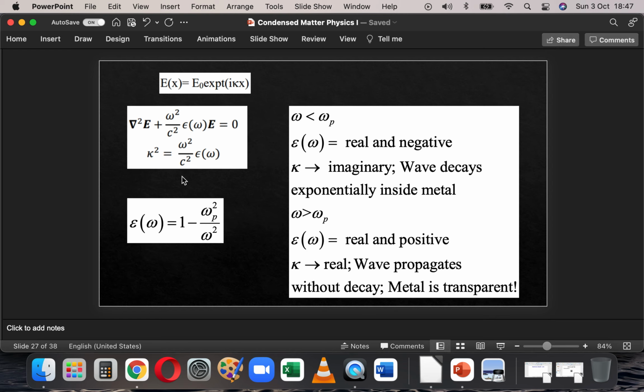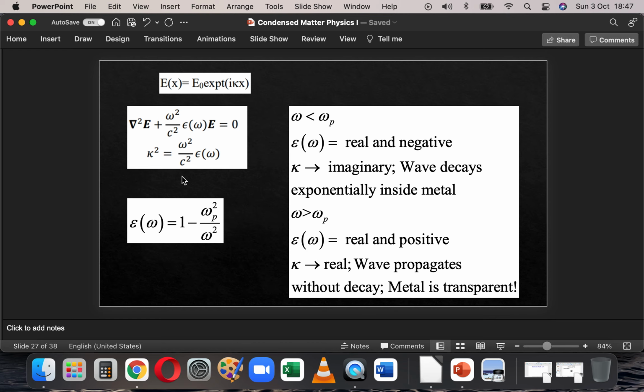So for any frequency which is less than the plasma frequency, very little of the wave will go inside the metal, much of it will get reflected out. That's why metals are considered shiny for all frequencies less than the plasma frequency. But if you apply a frequency greater than the plasma frequency, then epsilon of omega will be real and positive. So as I increase the frequency from omega less than omega p to omega greater than omega p, the dielectric constant goes from negative to positive. So there is a zero of the dielectric constant at omega equal to omega p.